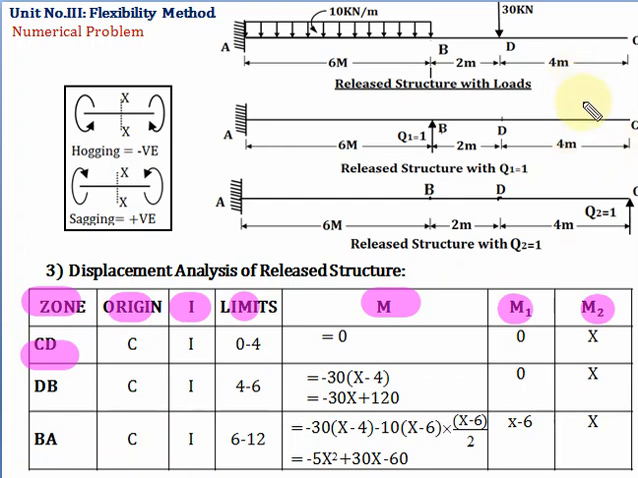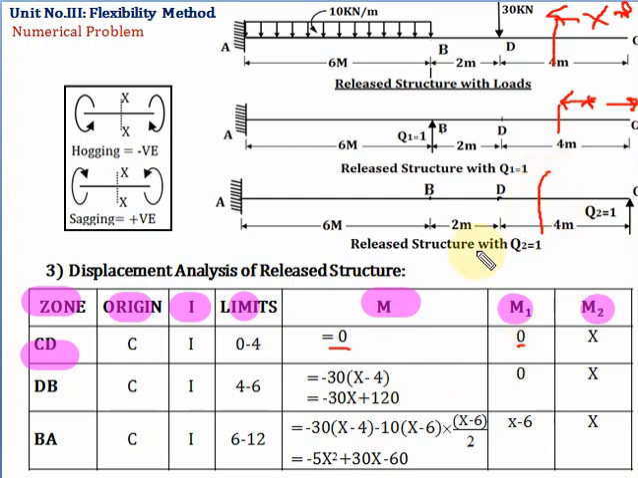So CD. Now generally for a cantilever beam we start from the free end. So here we are considering the section in CD and we are measuring X from C. Here in this portion as there is no load, the bending moment will be equal to 0. Now we'll take the section in portion CD for release structure with load, and again we measure X from C. Again in portion CD there is no load, so here the bending moment will be 0.